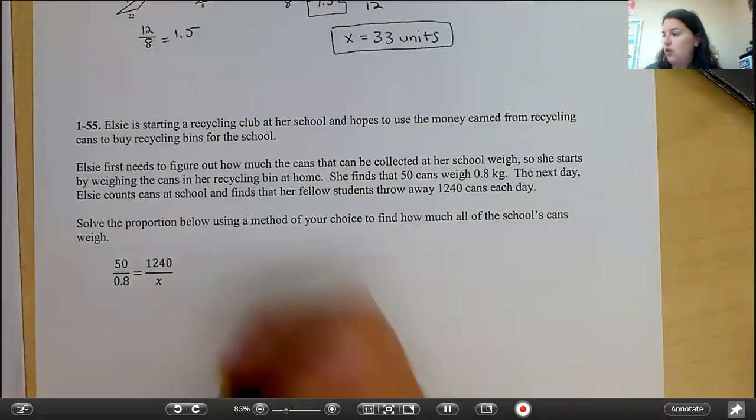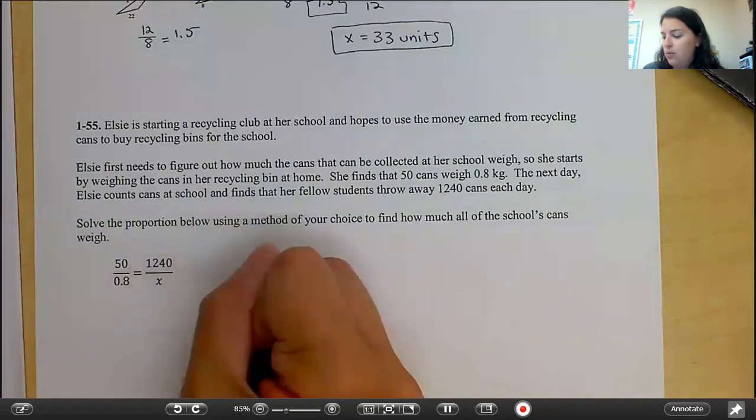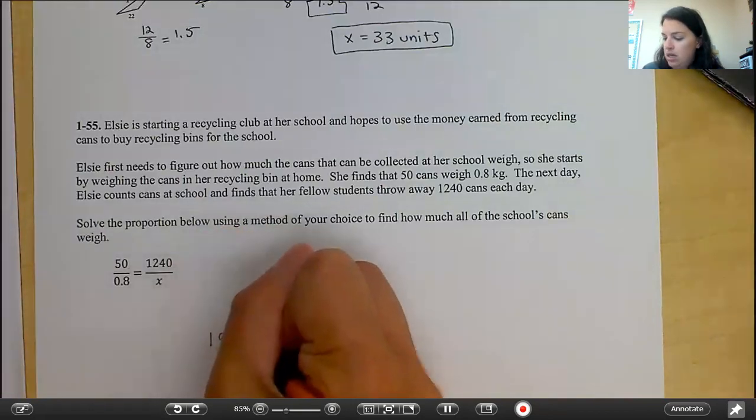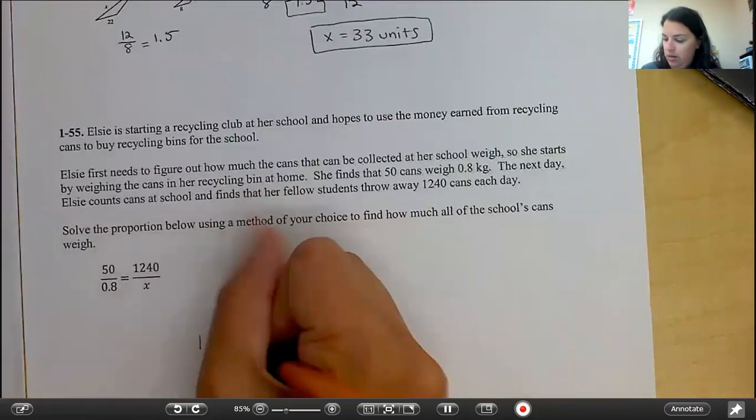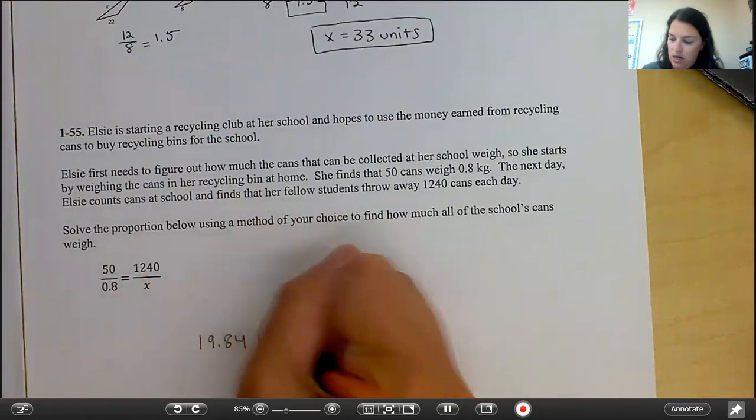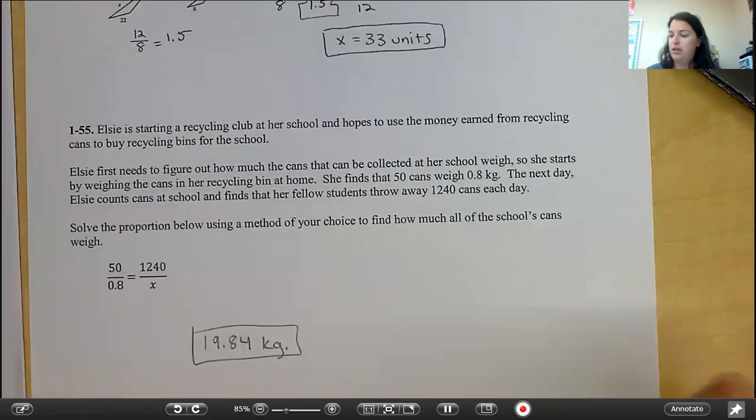If you're back with me, you have solved the proportion. Again, it could have been any way you wanted, but your answer should have been 19 and 84/100 kilograms. And you could have actually solved it all 3 ways and got the same answer.